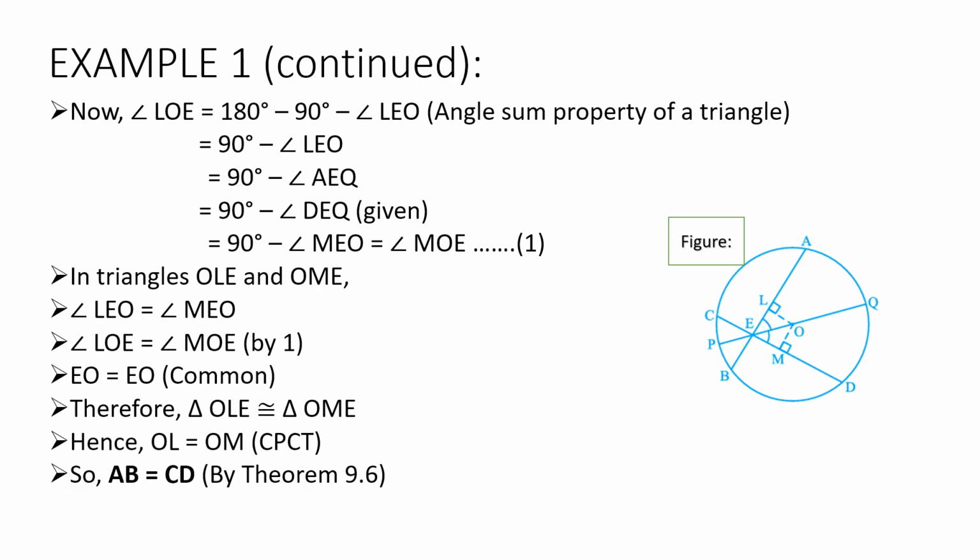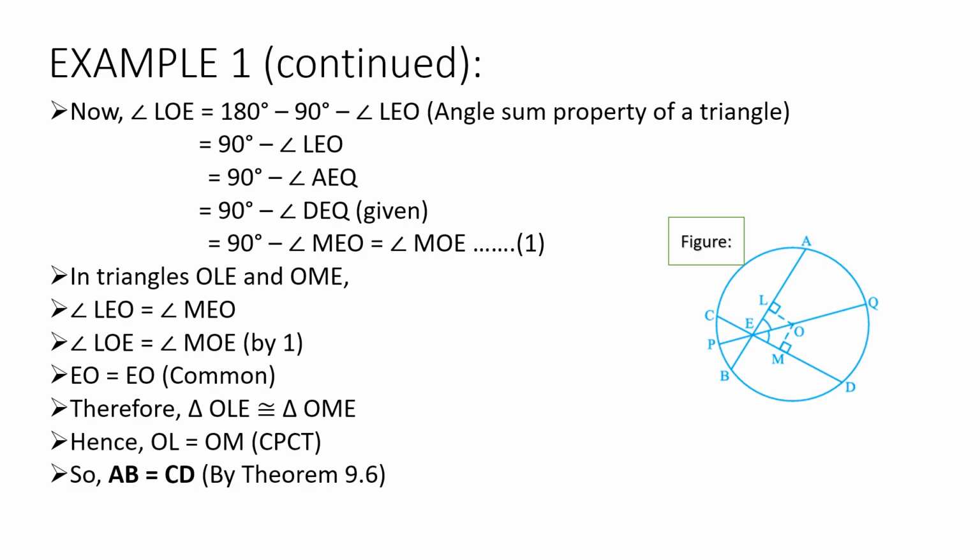Angle LOE will be equal to 180 degrees minus 90 degrees, because OLE is a right angle, 90 degrees, minus angle LEO. So that will be equal to 90 degrees minus angle LEO. But what is angle LEO? It is actually angle AEQ. So 90 degrees minus angle AEQ. But by given, angle AEQ and angle DEQ are the same. So we can write 90 degrees minus angle DEQ. But what is angle DEQ? It is equal to angle MEO. So we have angle LOE is equal to angle MOE. Consider this as the first statement.